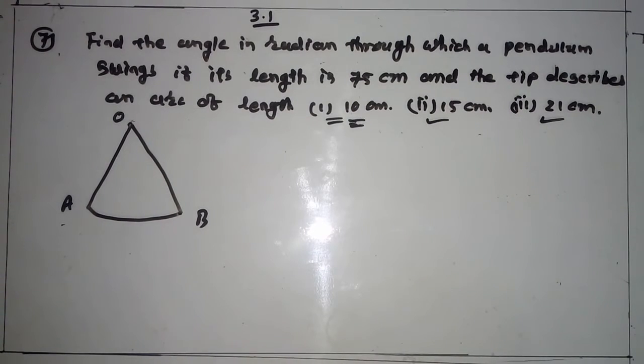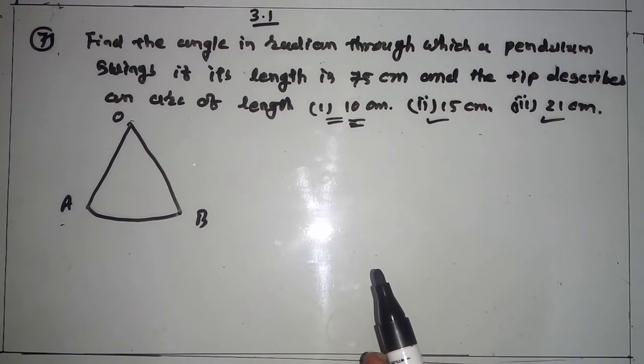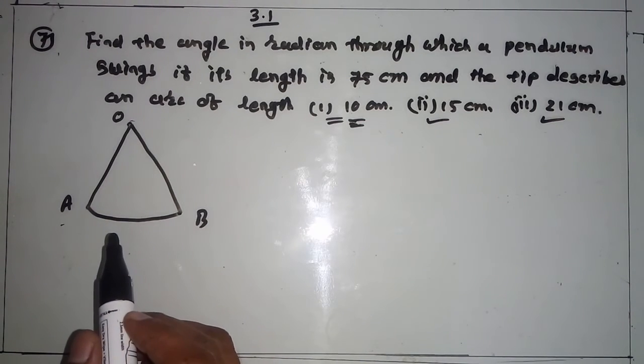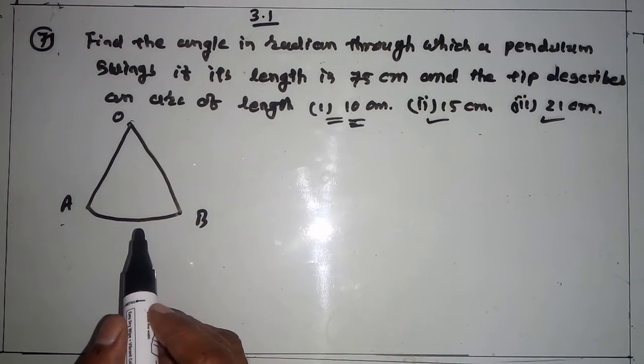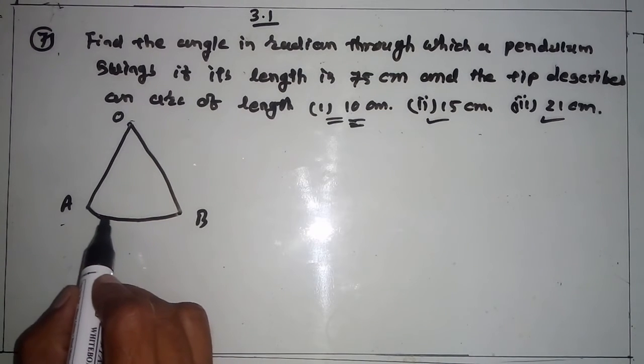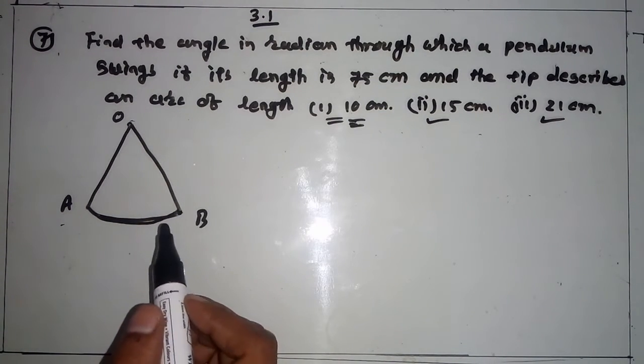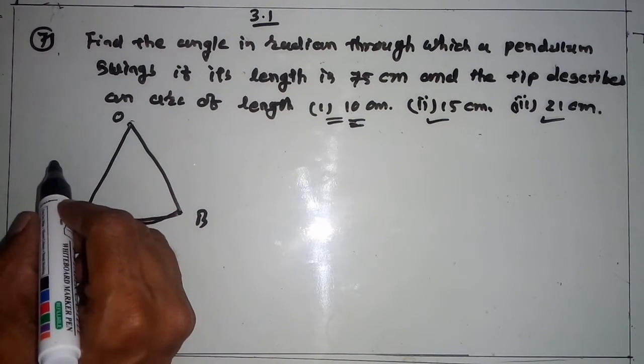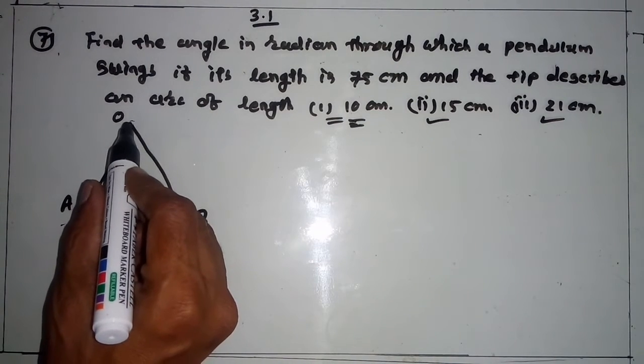Question number 7. Find the angle in radian through which a pendulum swings if its length is 75 centimeter and its tip describes an arc of length 10 centimeter. Suppose a pendulum swings at a point O and its tip describes an arc AB. The length of the pendulum becomes the radius of this sector OAB.